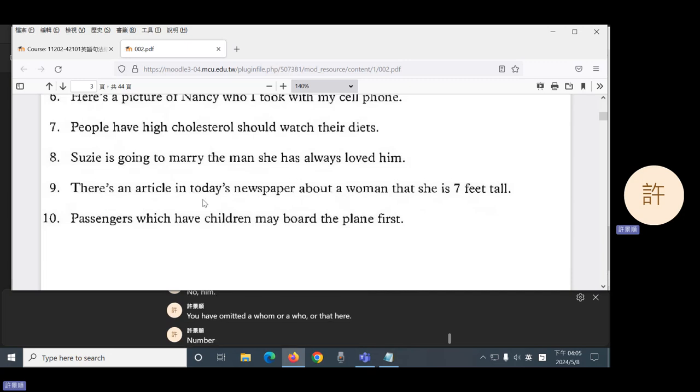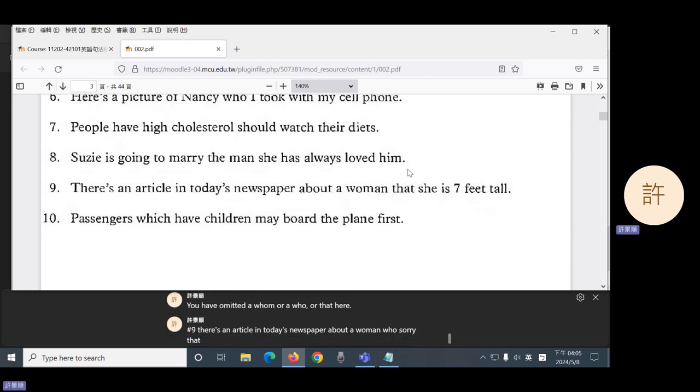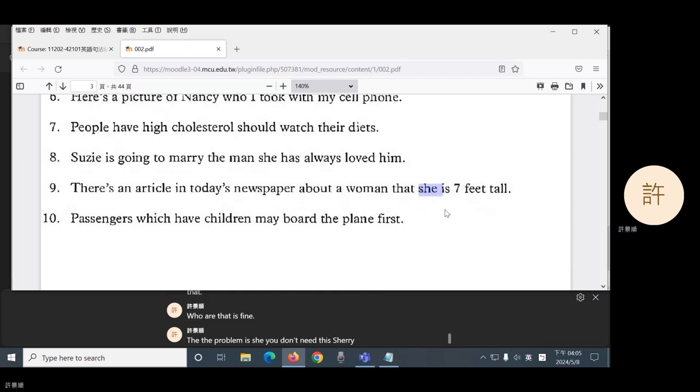Number nine, there's an article in today's newspaper about a woman who, sorry, that, who or that is fine. The problem is she. You don't need this she. A woman that is 7 feet tall, or a woman who is 7 feet tall. You already have a pronoun, you don't need another pronoun.